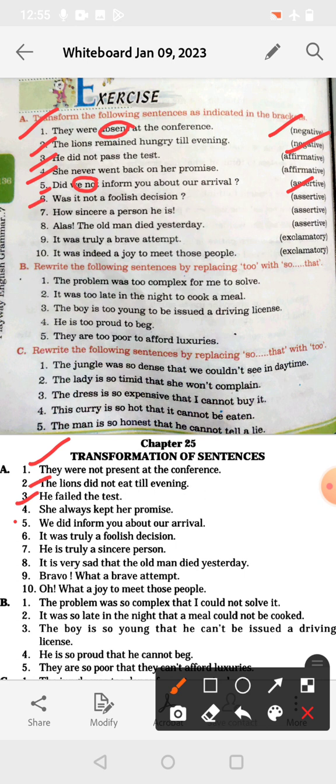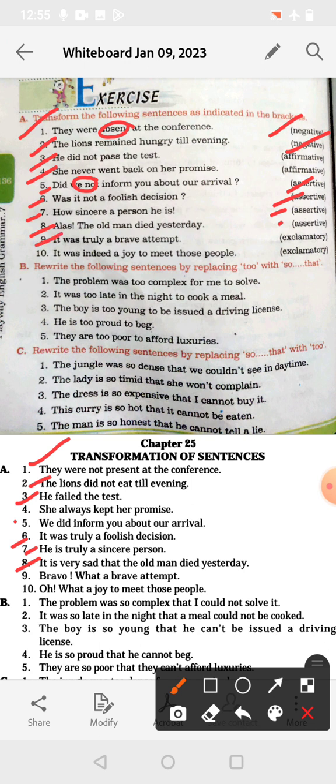Number 6, was it not a foolish decision? Assertive, it will be it was truly a foolish decision. Number 7, how sincere a person he is. This is exclamation, we have to change it into assertive. So it will be he is truly a sincere person. Number 8, alas, the old man died yesterday. This also we have to change into assertive. So it will be it is very sad that the old man died yesterday.